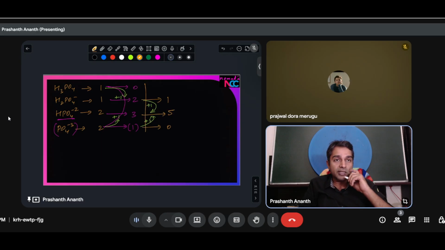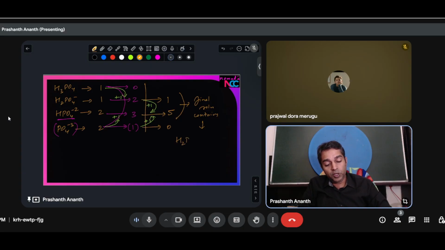So what is my final solution containing? The final solution contains two things right now. It contains H2PO4 minus over here, and it contains HPO4 2 minus. This is 5 millimoles, this is 1 millimole in the same solution, or 5 moles, 1 mole in the same solution. Obviously, now we can treat this as an acidic buffer, where I can say this is my weak acid Ka2, this becomes conjugate base of Ka2.